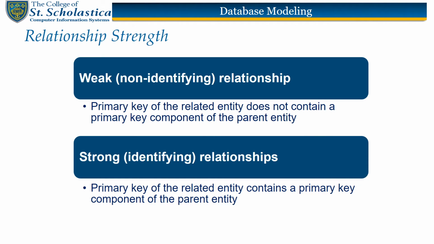on the related entity. A strong or identifying relationship exists when the primary key of the related entity contains a primary key component of the parent entity. The database designer determines which relationship type and strength best suits the database transaction, efficiency, and information requirements.